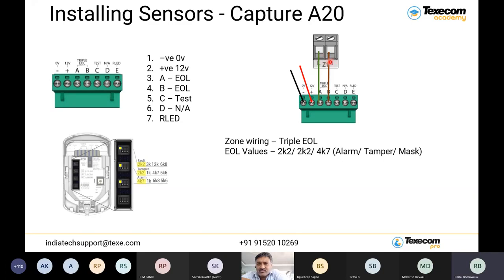So as you know that we are using Elite24 control panel. On Elite24 control panel, we have 2 terminals of zones, which look like this. And it's a simple connection. You need to take out 2 wires and connect it.